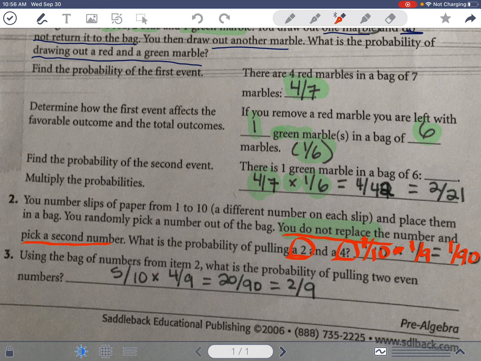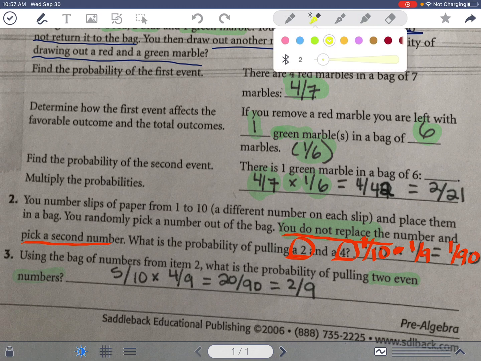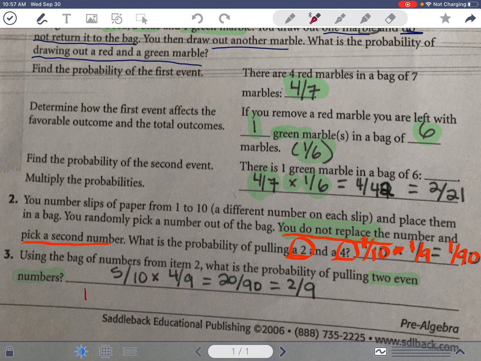Use the bag of numbers from item 2. What's the probability of pulling 2 even numbers? So let's list our numbers. 1, 2, 3, 4, 5, 6, 7, 8, 9, 10. It says you pull 2 even numbers. Well, let's highlight all our even numbers: 2, 4, 6, 8, and 10. 5 out of the total 10 are even.